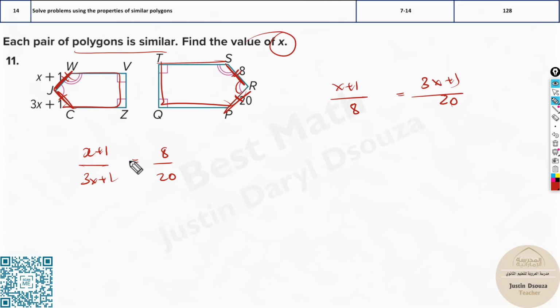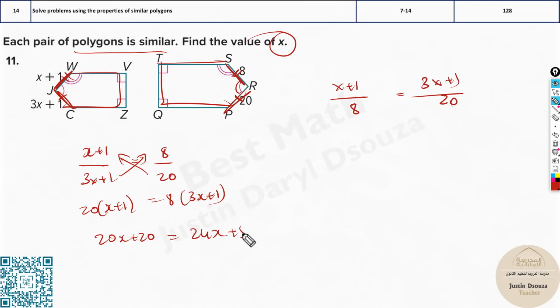Directly you can put it. I will show you in a minute, but I'll solve it first. I mean, if you want, you can solve it. That's up to you. I'll take this over here and over here. It'll be 20 times x plus 1 equals 8 into 3x plus 1. It's going to be 20x plus 20 and 8 times 3 is 24x plus 8.